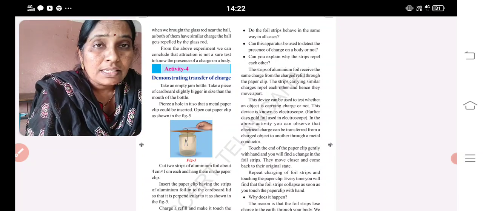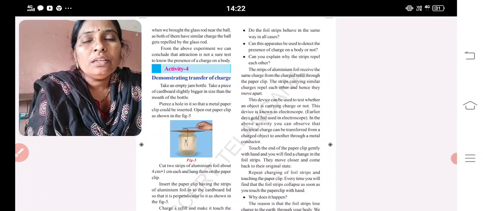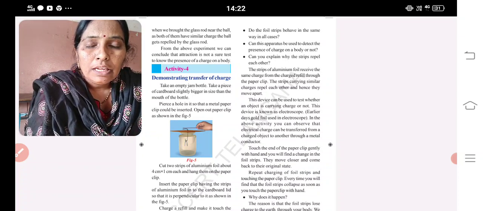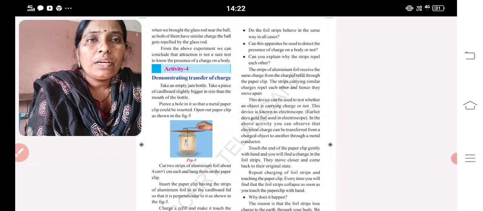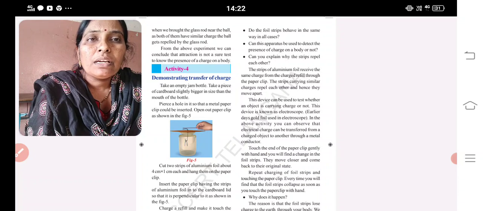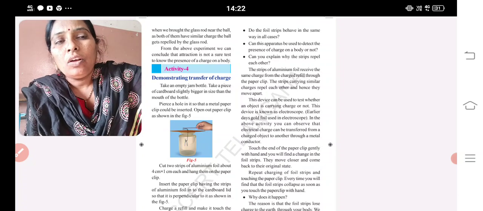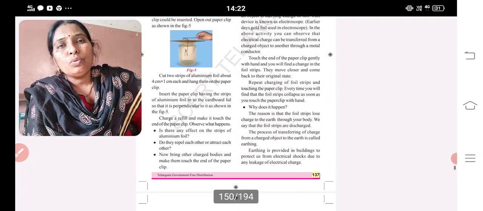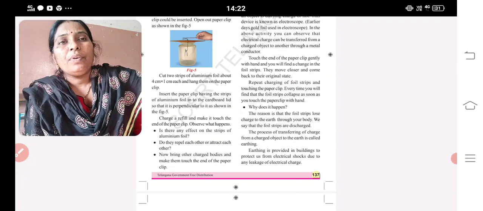This shows that there is repulsion and attraction between the leaves of that gold leaf electroscope, and here we can understand why they are repelling between the paper clip and the refill, because the same type of charge develops. So this instrument is used to identify the type of charges.